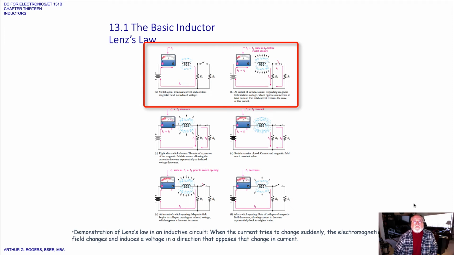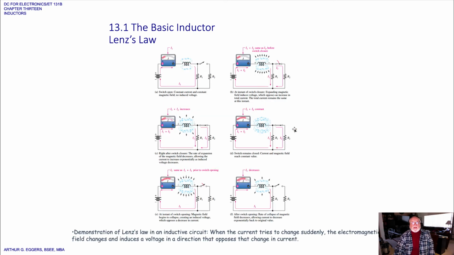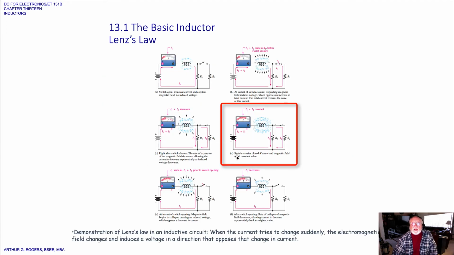So we can see we've got two resistors being added into the circuit. We've got one in series, we've got one in parallel. So in C of the representation here, we can see that the induced voltage gradually decreases, allowing the current to increase. In part D, okay, so now we're down here in D, we've got the switch closed, the current and the magnetic field reach a constant value.